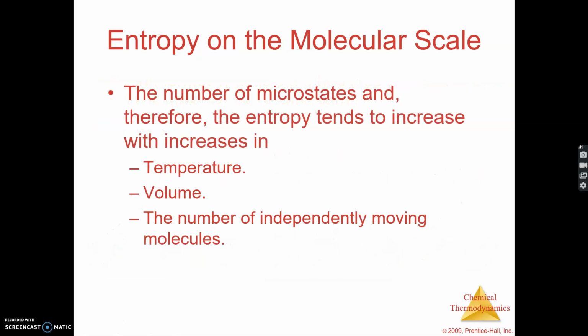And so the number of microstates, and therefore entropy, again, really we're just looking at motion. So don't let microstates confuse you. We're just looking at the motion. It increases with an increase in temperature, volume, and particles. And so why would temperature increase the entropy?